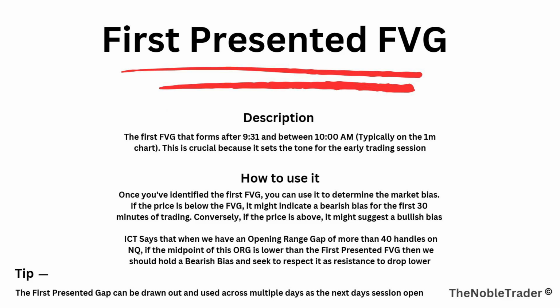The first presented fair value gap is a fairly recent concept discussed by ICT, where we look for the first fair value gap that forms after 9:31 and between 10 a.m. This will then help to set the tone and bias for the early trading session. I personally do not find an incredible amount of use in this concept myself. However, it is still valid and can be useful. Therefore, I'm going to continue through the slides we have left, but if you would like to know more about how to use them, pause the video here and read more about it yourself.